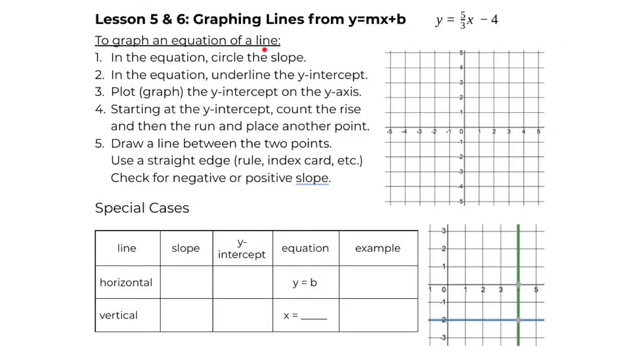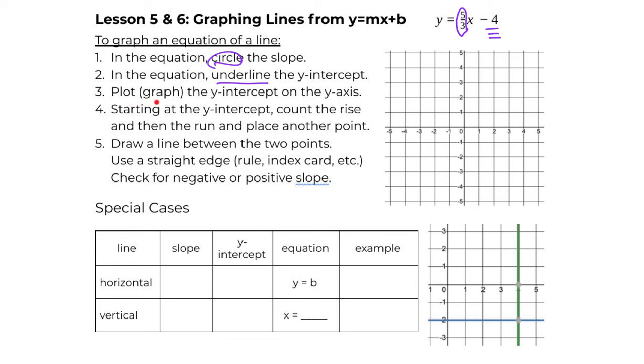To graph an equation of a line, in the equation, we start by circling the slope. Remember, the slope is the coefficient of x. And what I mean by that is that's the number in front of x. So slope is always attached to the x value, even if it's written in a different order. And then it says to underline the y-intercept. This right here is our y-intercept.